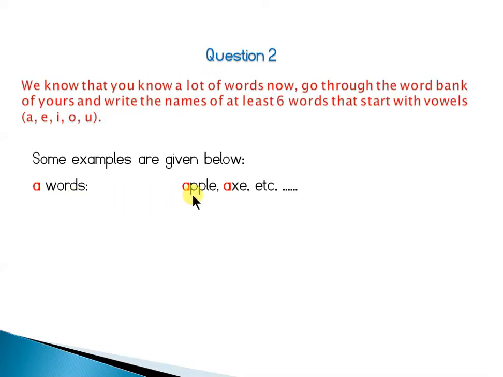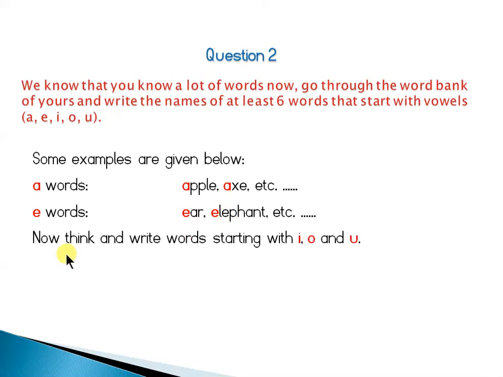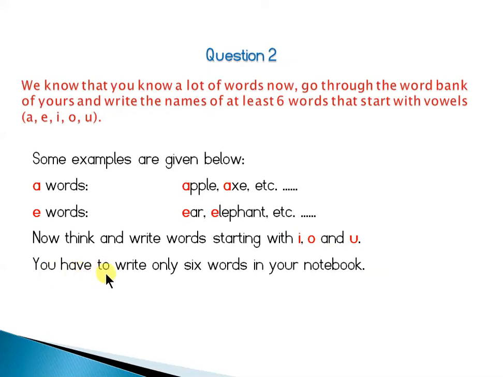A words. Apple starts with A. X starts with A. You can add more words. Okay. E words. Air starts with E. Elephant starts with E. You can add more words with E sound. Now think and write words starting with I, O and U. You have to write only 6 words in your notebook.